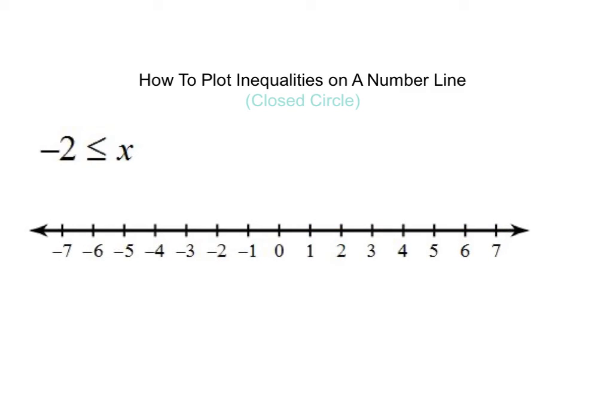Now here I find the common mistake students make. Because this says -2 is less than or equal to x, this is the same thing as saying x is greater than or equal to -2.